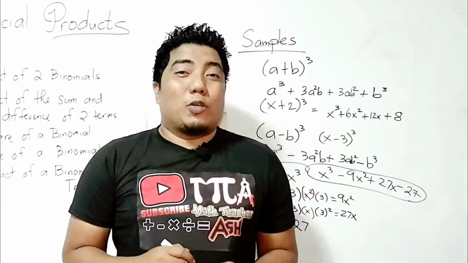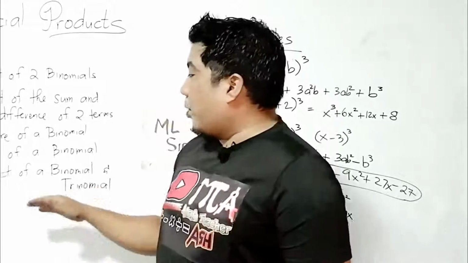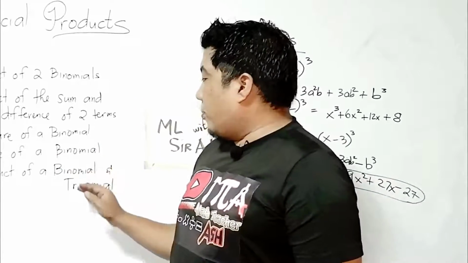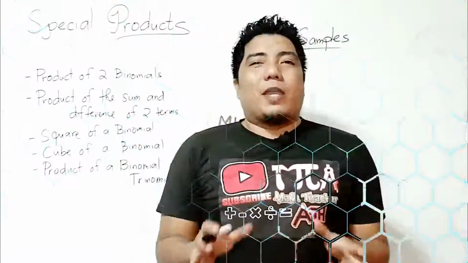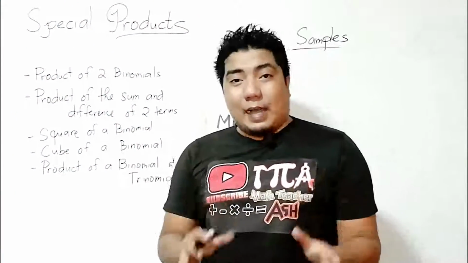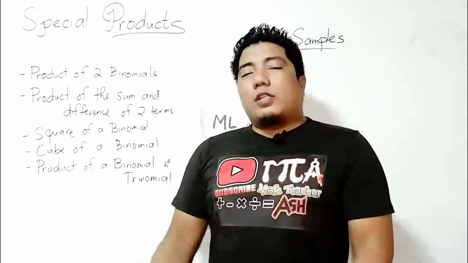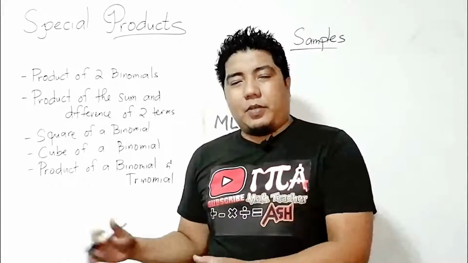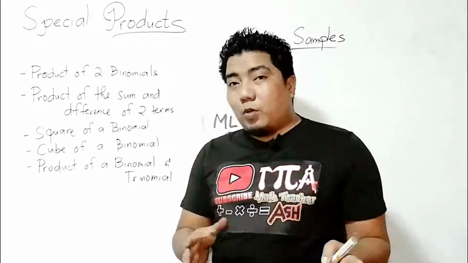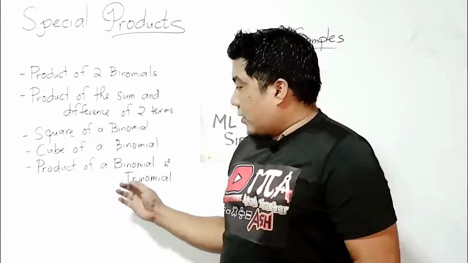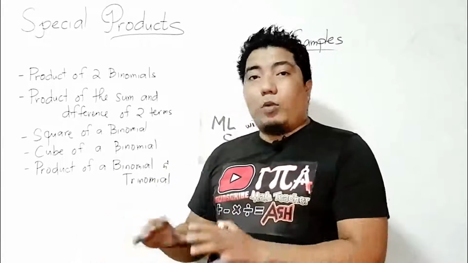Easy, right? So, now let us go to our final example. That is the product of a binomial and trinomial. Okay, math learners, for our final scenario, the product of a binomial and trinomial, we will consider the special product part, okay? Because what I'm about to teach you is not always applicable to every scenario.